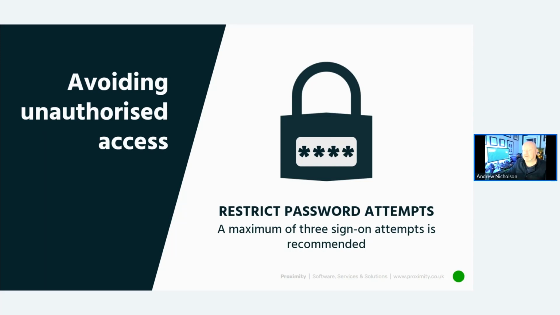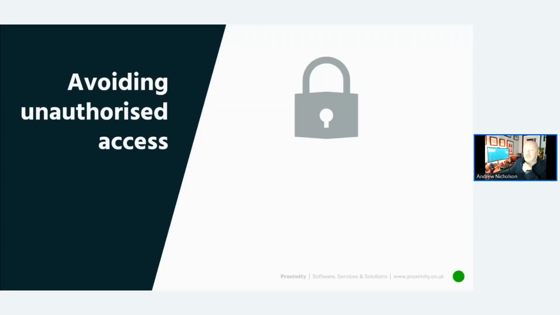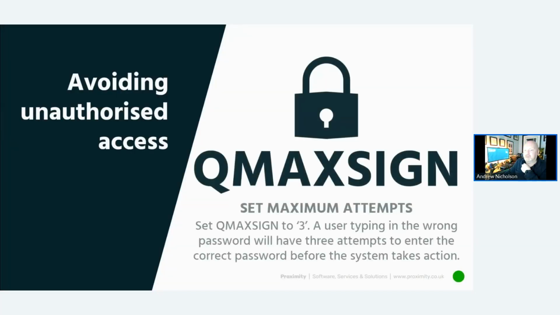Now, get your pen and paper ready as we're going to go through some of these helpful system values. So first, to set a maximum number of sign-on attempts, you could use a maximum attempts system value. For example, setting this value to 3 would mean a user would only have 3 attempts to enter the correct password before the system takes action.